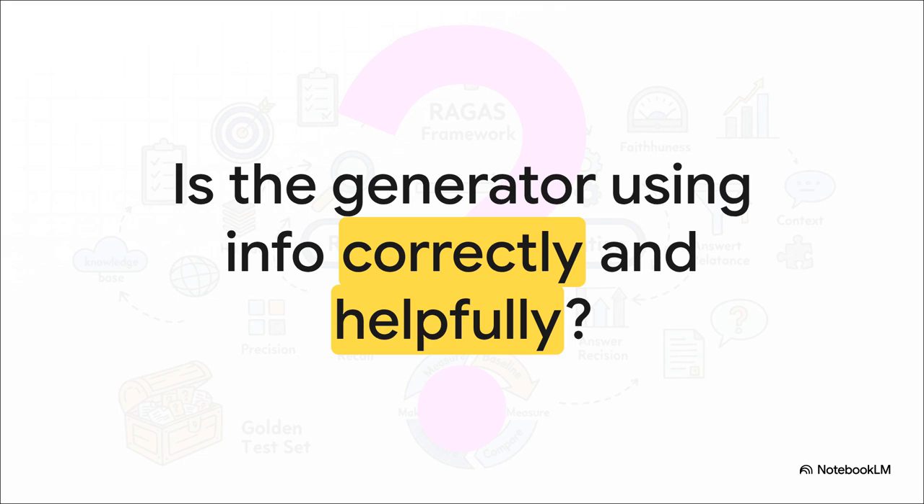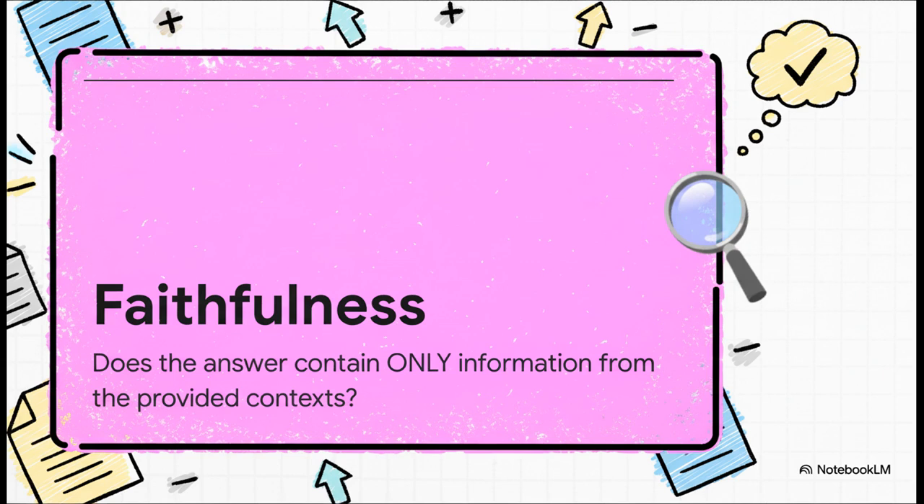We're asking, how did we use the info? Is the language model being faithful to the documents we gave it? And is it even answering the user's original question? The first and maybe most critical metric for this stage is faithfulness. This is your number one weapon against hallucinations. It checks one simple thing. Is the generated answer strictly supported by the documents provided? If the model starts making things up, pulling facts out of thin air, your faithfulness score is going to plummet. This keeps your model grounded in reality.